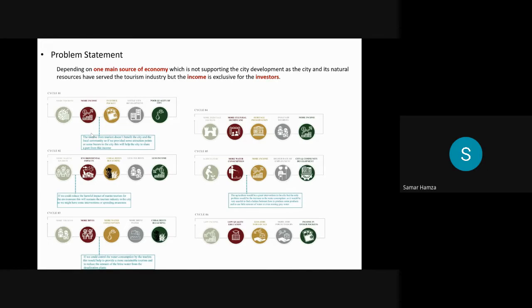So we started to study several vicious cycles. Some of them are related to marine life tourism, and some are about cultural tourism, agriculture, and education. We started to think how to break these cycles and how to make Qusair a more sustainable environment. Next, please.